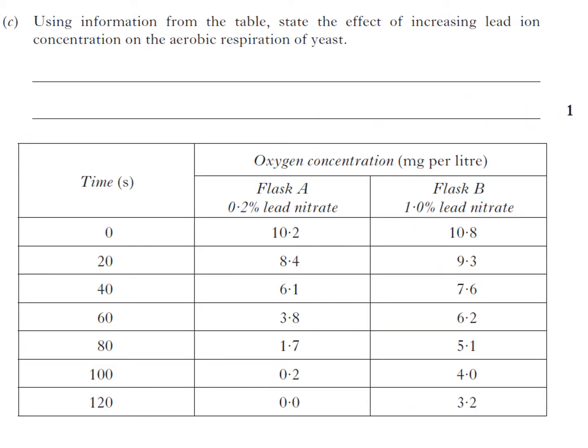Okay, using information from the table, state the effect of increasing lead ion concentration on the aerobic respiration of yeast. This is actually, I think, pretty straightforward. We are going from 0.2 here to 1, so this is increasing lead concentration, and the oxygen concentration is here, so you'll see that in 0.2% our oxygen concentration drops to 0, but in 1% it only drops to 3.2. So increasing lead ion concentration decreases aerobic respiration of yeast. That's it.